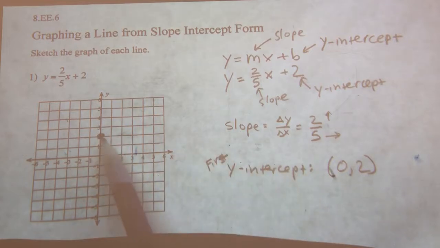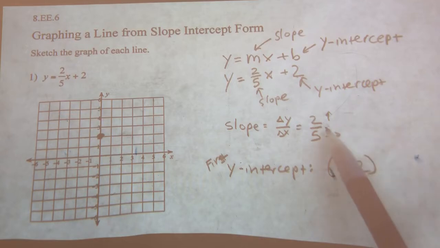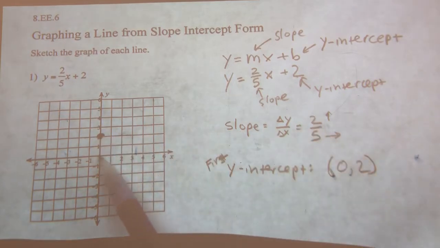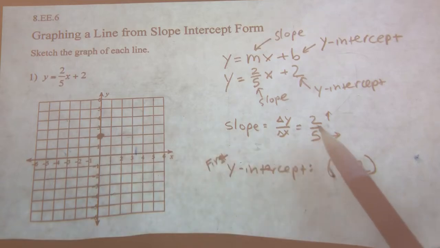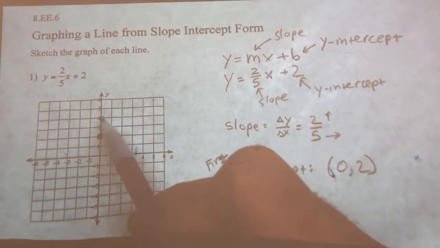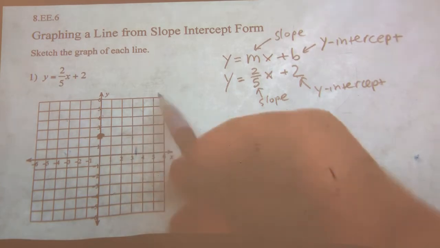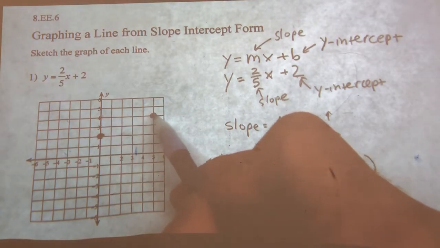So again, first plot your y-intercept, and then use the slope to get another point on your line. From this point, not from the origin, from the y-intercept, we'll just count out the slope. That's 2 up, so I count 1, 2 up from the y-intercept, and then 5 to the right: 1, 2, 3, 4, 5. That's the second point on my line.